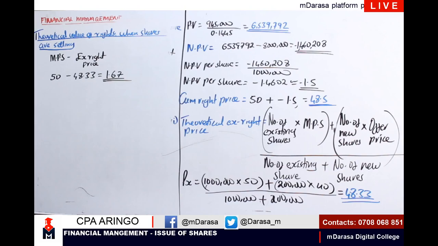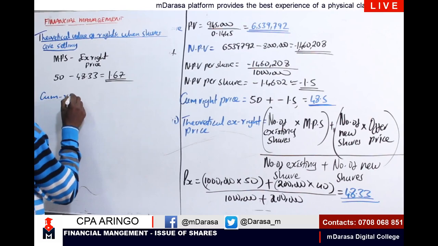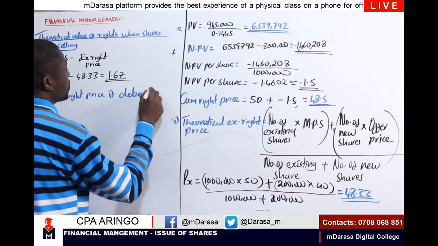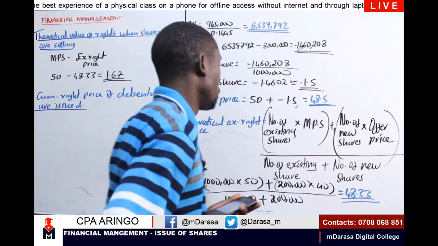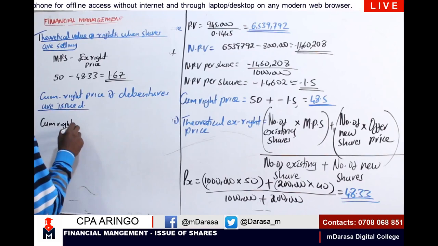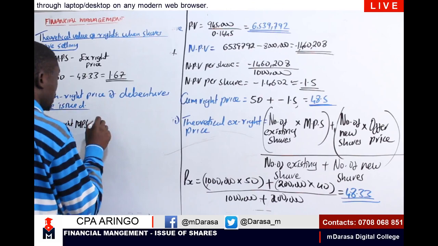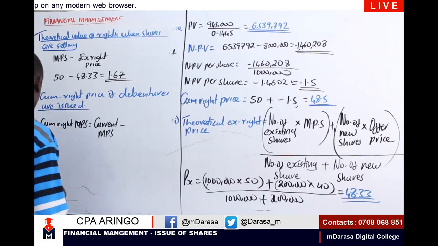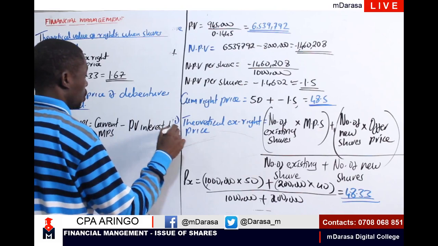So, the cum-rights price in the event that debentures are issued. This would be easy, because we should be talking of the cum-rights price of our shares, the market value of the shares. We should be talking of the current MPS, the current market value of our shares. We are going to less the present value of the interest tax shield lost.